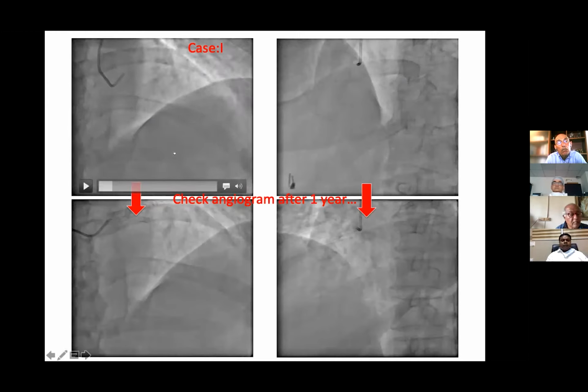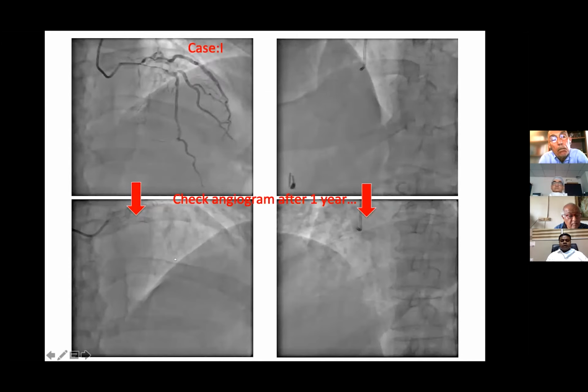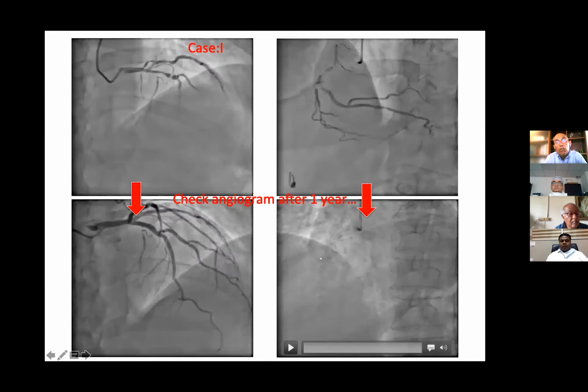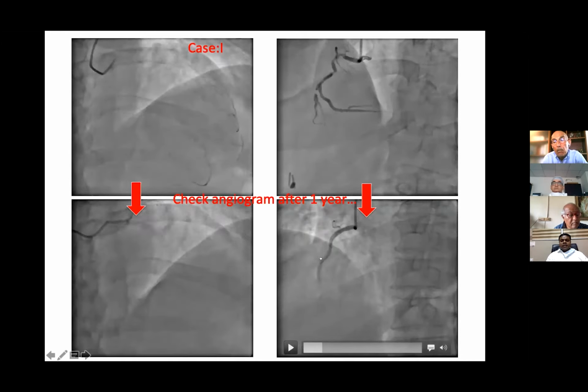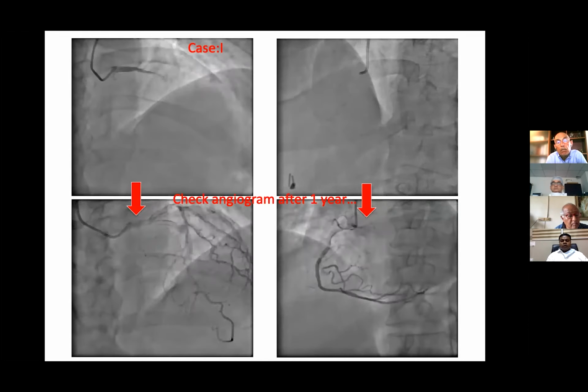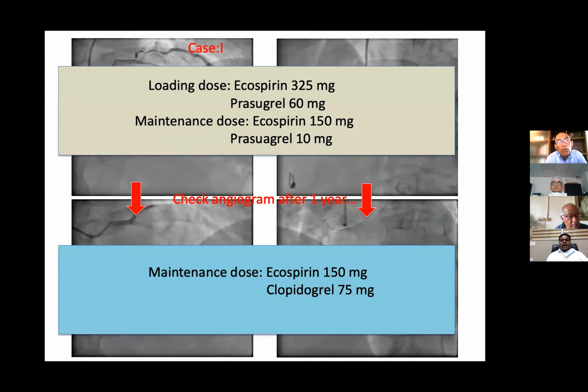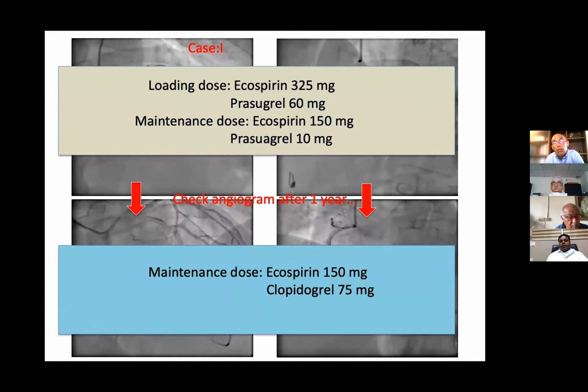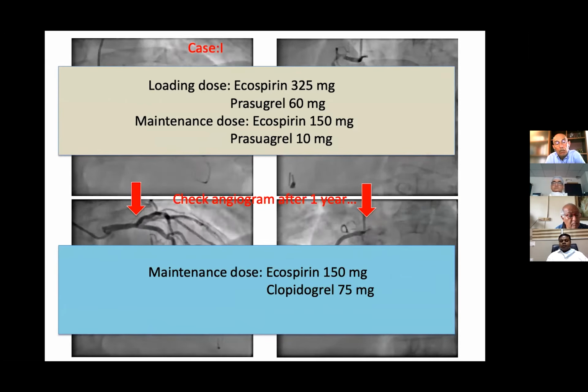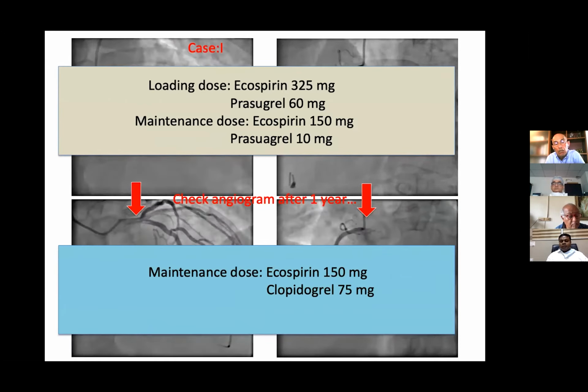You can see from this case, the first case, where there was multi-vessel stenting, a complex intervention with multiple stents. This is the check angiogram after 1 year of this patient. All the stents are patent, all are doing well. After 1 year, this patient was put on a maintenance dose of ecosprin and clopidogrel 75 milligram, and this patient has completed almost 3 years of follow-up. The patient is doing fine.